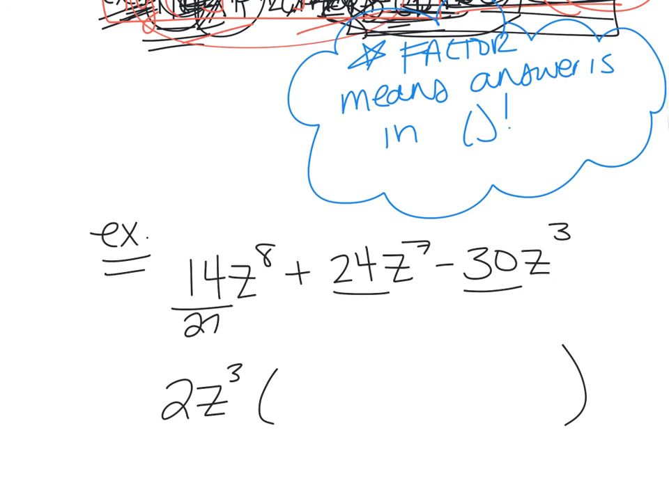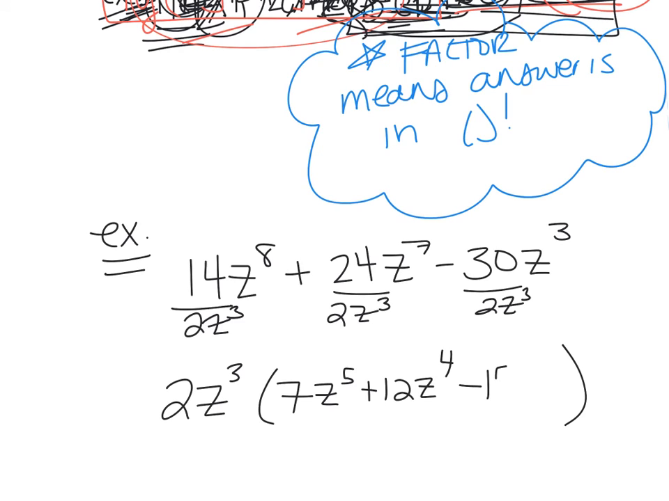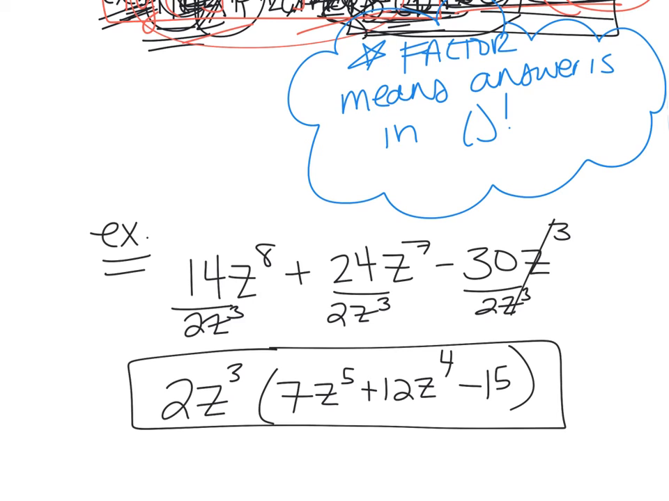So now I'm going to go ahead and divide everybody by 2z cubed. And again, if you can do this in your head, go for it. 14 divided by 2 is 7. Z to the 8th divided by Z to the 3rd is Z to the 5th. 24 divided by 2 is 12. Z to the 7th divided by Z to the 3rd is Z to the 4th. 30 divided by 2 is 15, and my Z cubes cancel out. So if you do it that way, you can then do this and erase.